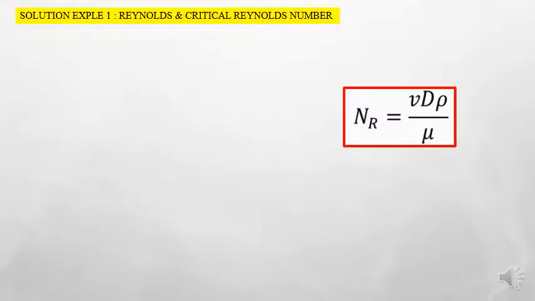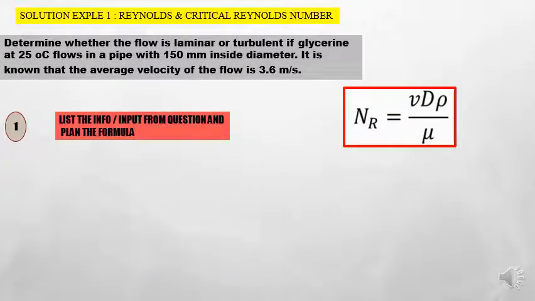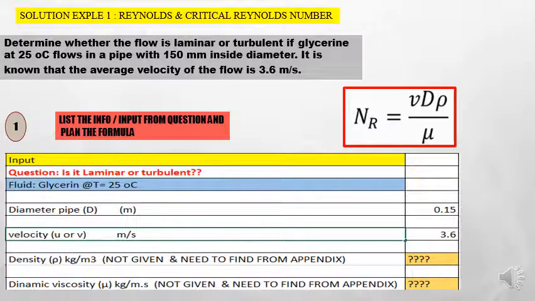Our objective is to know whether the flow is laminar or turbulent. First, you need to list down all the information provided from the question, and you also need to have a formula plan. The question asks you to determine whether the flow is laminar or turbulent, and this is based on the Reynolds number. So that's why the equation that you need to use is this one. This is my equation plan.